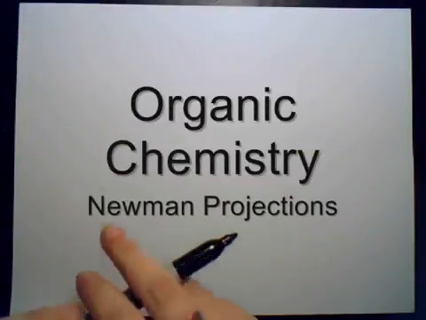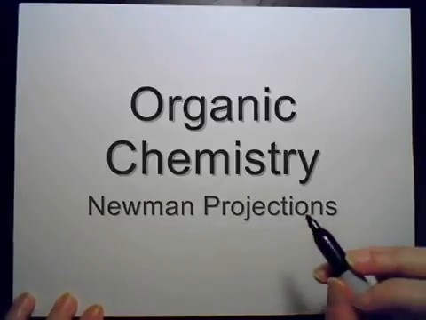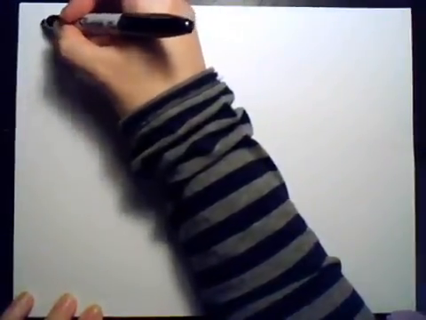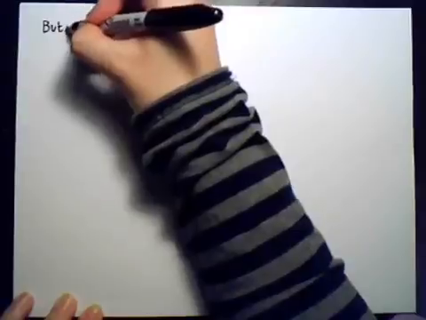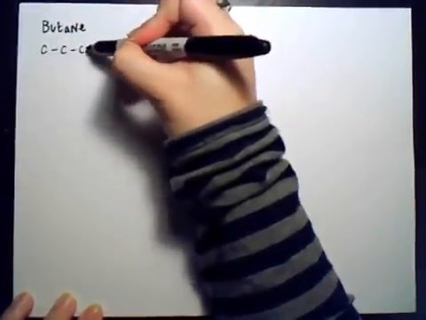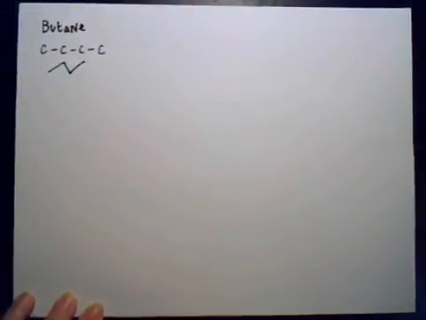Alright, so today I'm going to talk about Newman projections and how to draw them from a known molecule. So let's take, for example, butane. Butane, as we recall, is a 4-carbon alkane. Its formula is C4H10. I'm just going to draw it for you right here. Okay, so that's what we know as butane.